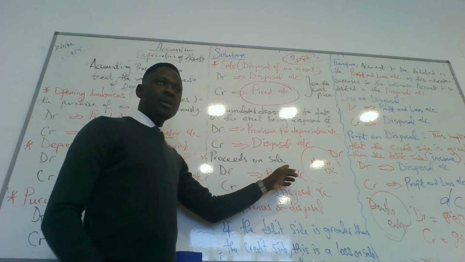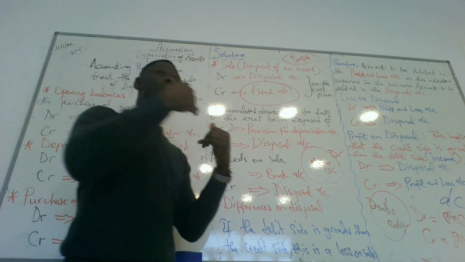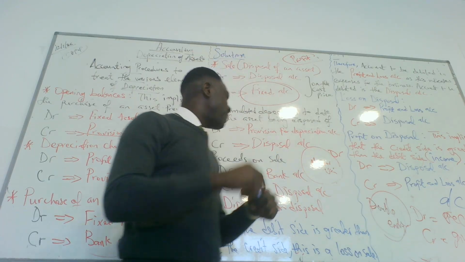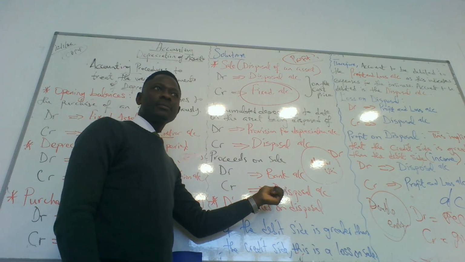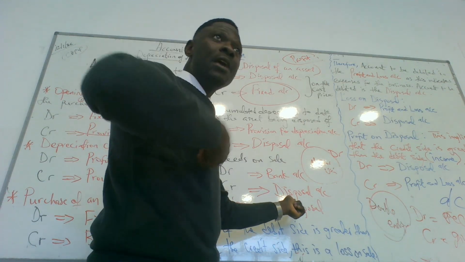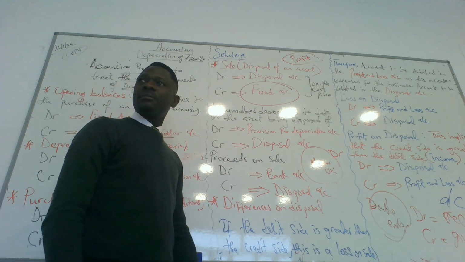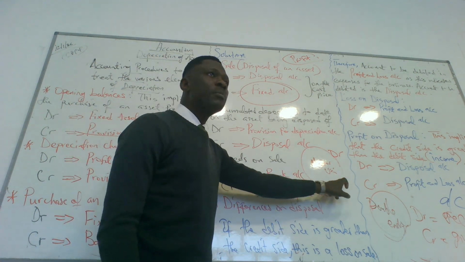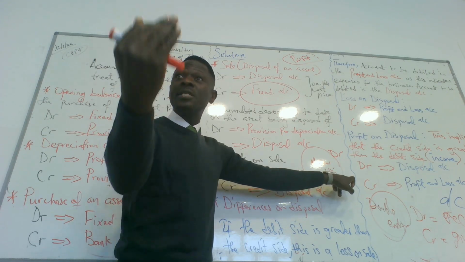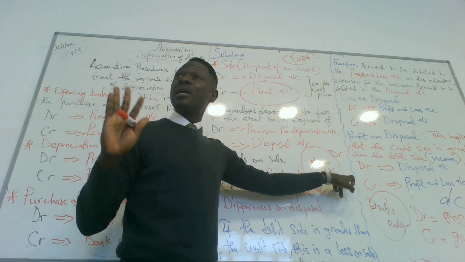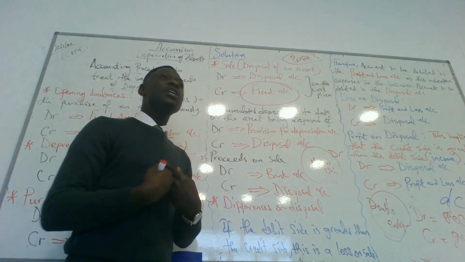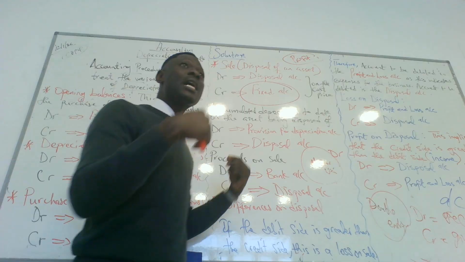Proceeds on sales. As soon as we sell the motor van, we receive cash, yes or no? The cash we receive will be debited in the bank account. We are disposing an asset. You gave the car out, you are receiving cash. This is the motor van that is being disposed of, right? As soon as we dispose of it, we receive cash, yes or no? The cash will be paid into the bank account. So, you debit the bank because you are receiving cash. You credit the disposal account because the disposal account is disposing the car.